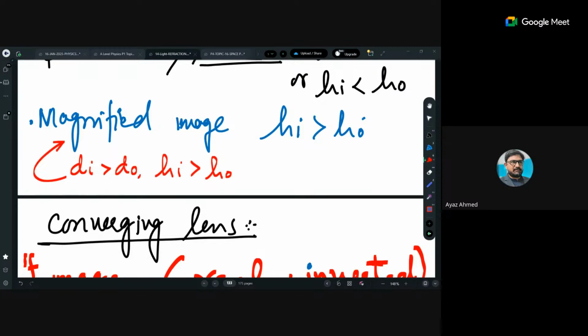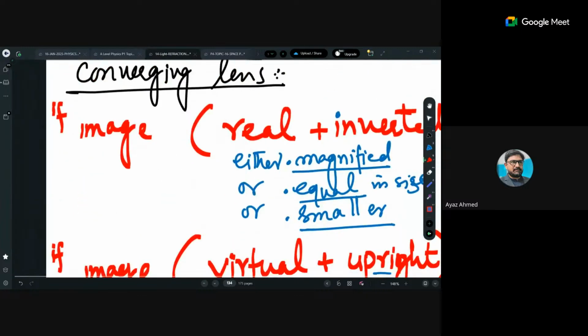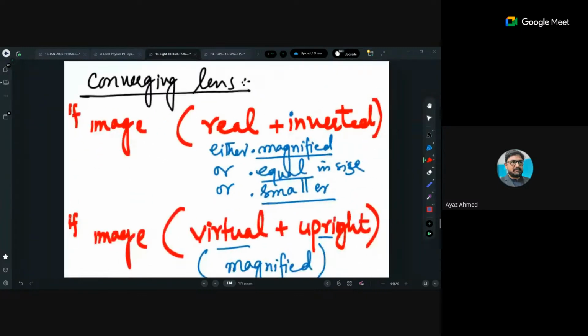So that is why I will talk about magnification in later slides. That magnification is either the height of image divided by height of object, or distance of image divided by distance of object from the lens. So these are two equations you have to identify, or you have to use. Then I told you that in a converging lens, the image will have a set of properties.